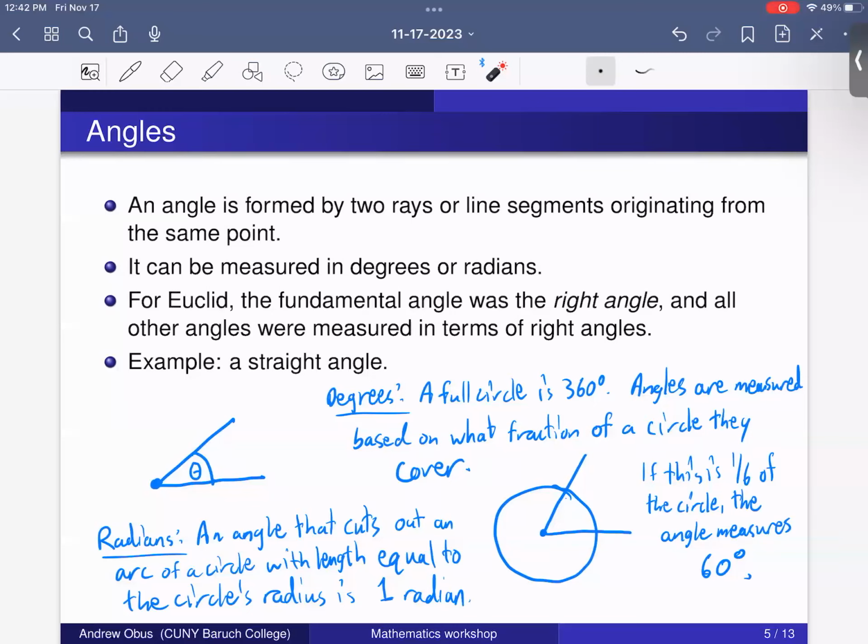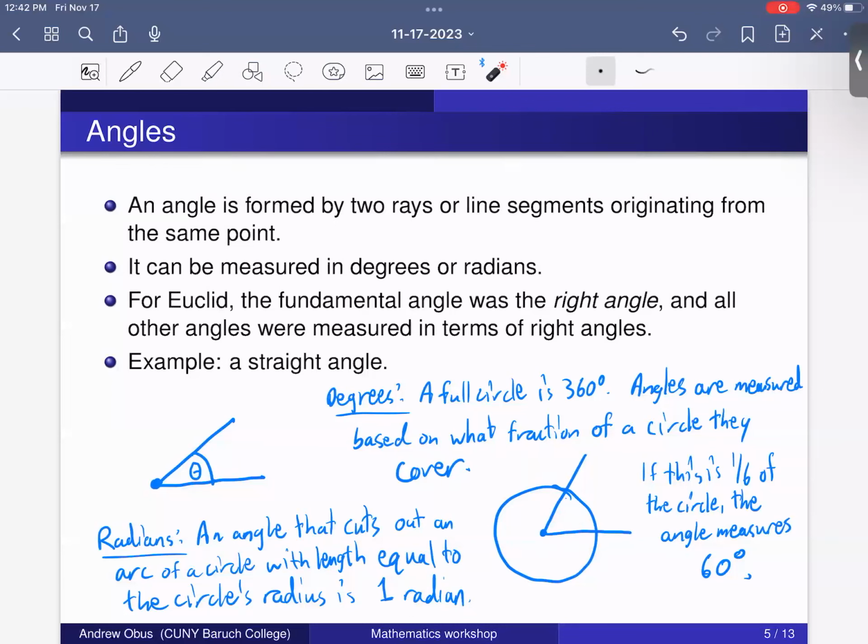So the whole circle is 360 degrees. And if it cuts out part of a circle, you just take that fraction of the 360 degrees. So if it cuts out 1/6 of a circle, like in this picture, then the angle is 1/6 of 360 degrees. So that would be 60 degrees.